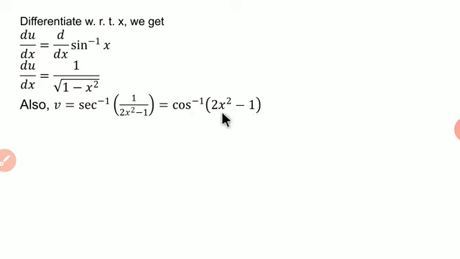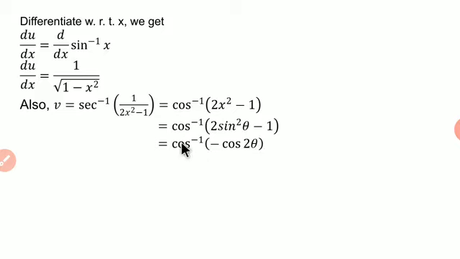Now use the substitution x is equal to sine theta. We get cos inverse of 2 sine square theta minus 1. Now we know 1 minus 2 sine square theta is cos 2 theta. But here we observe there are opposite signs. So taking minus 1 as a common factor, we get 1 minus 2 sine square theta, means the value of this bracket is minus cos 2 theta. And so it is equal to cos inverse of minus cos 2 theta.